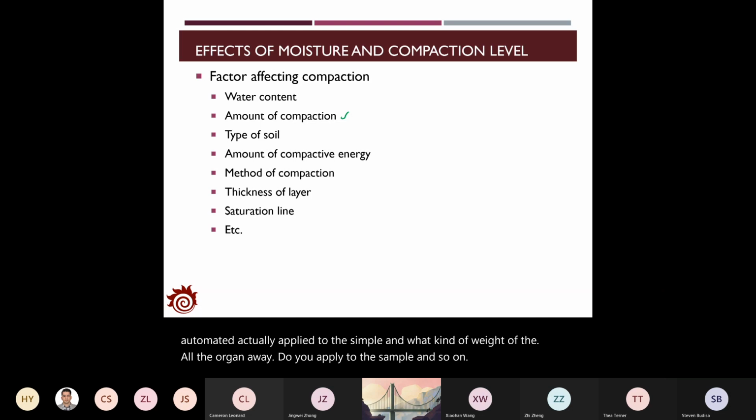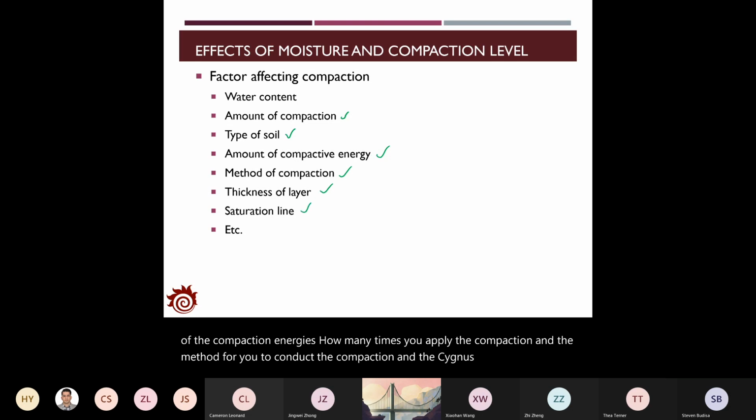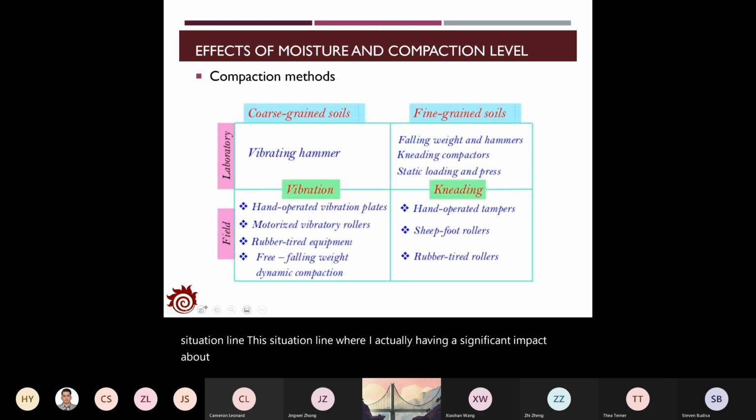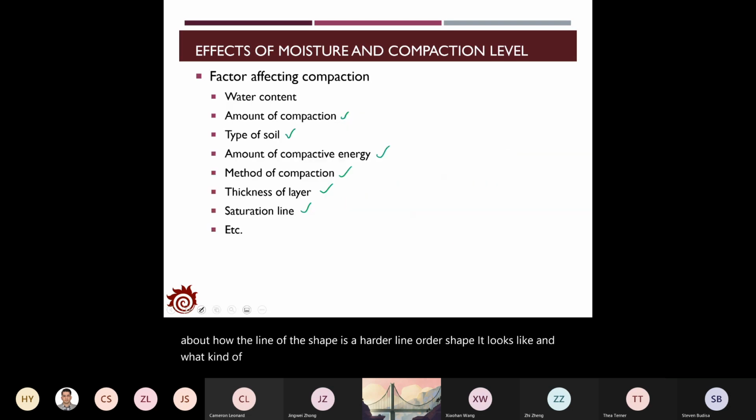And also the effect of the compaction is related to the type of the soil and the amount of the compaction energy, how many times you apply the compaction, the method you use to conduct the compaction, and the thickness of the layer, and the saturation line. The saturation line will have a significant impact on the shape of the line, and what kind of boundaries there are for the line of the optimum.